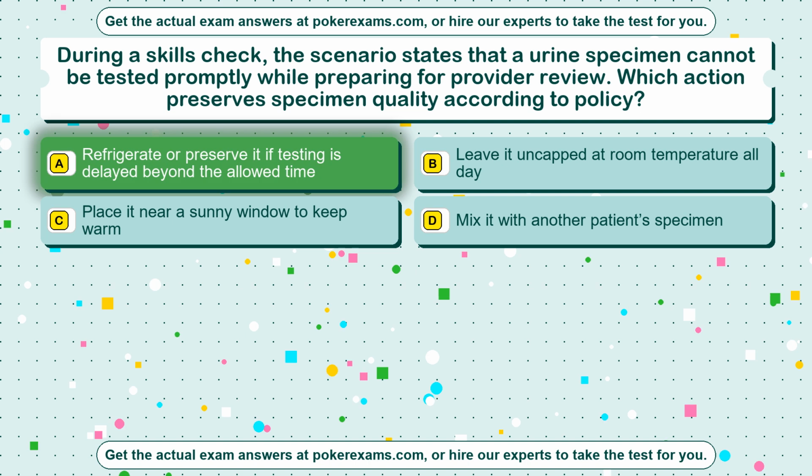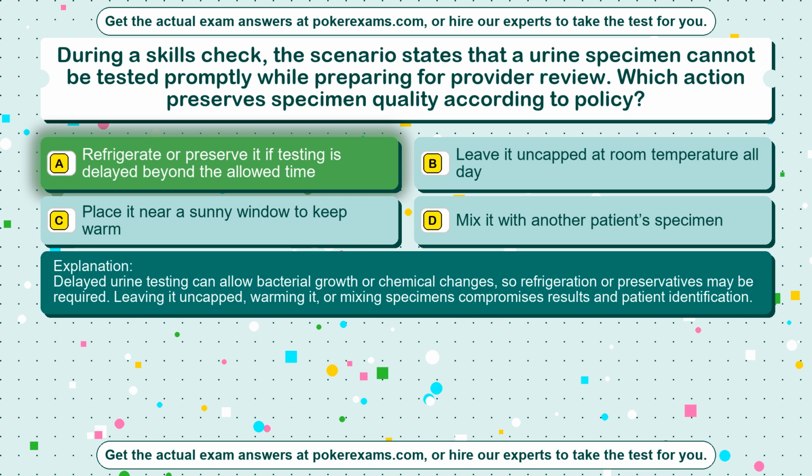The correct answer is option A, refrigerate or preserve it if testing is delayed beyond the allowed time. Delayed urine testing can allow bacterial growth or chemical changes, so refrigeration or preservatives may be required. Leaving it uncapped, warming it, or mixing specimens compromises results and patient identification.